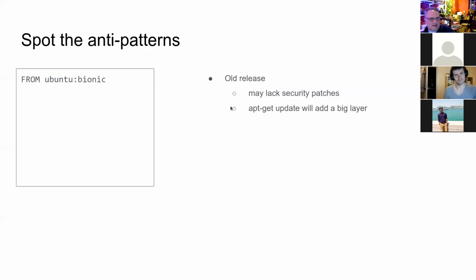So okay, we specified the tag name now, so that's an improvement. There's still an anti-pattern here, and that's that Bionic is an old Ubuntu release, so it may lack the latest security patches. And even if you do an apt-get update to update the packages, that will add a big layer to the container, so your image is already getting bigger than it should be. If you went for a more recent Ubuntu release, you would have those security patches built into the base image.